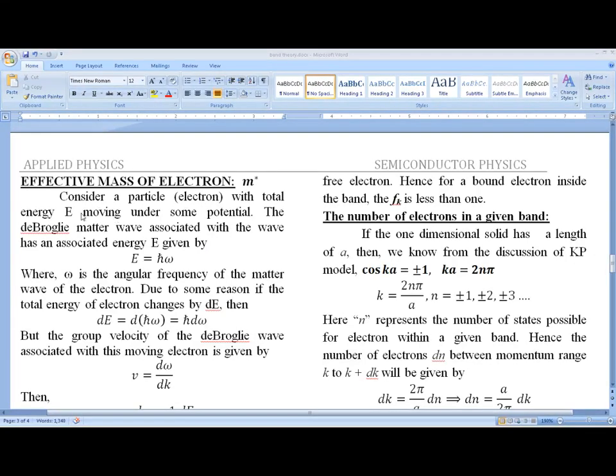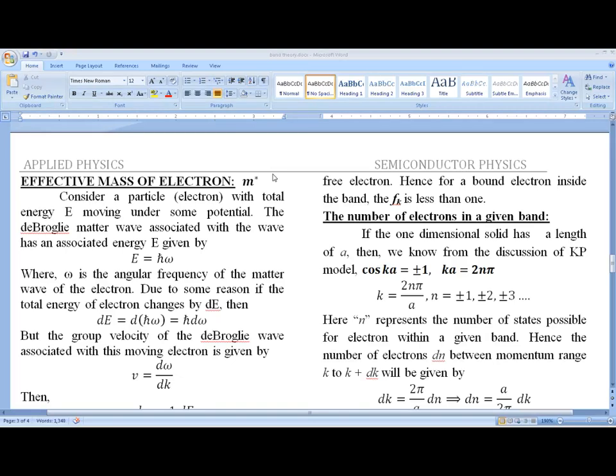Hello viewers, in this video we are going to study the effective mass of electron, which is a direct implication of the Kronig-Penney model. As we have seen, the energy bands are formed due to the motion of electron inside a periodic potential, and these bands split the E versus k parabola into finite pieces. Now the concept of effective mass arises because of these bands only.